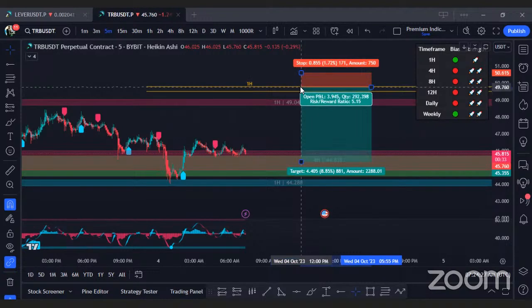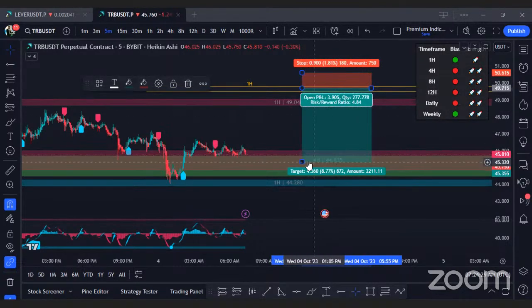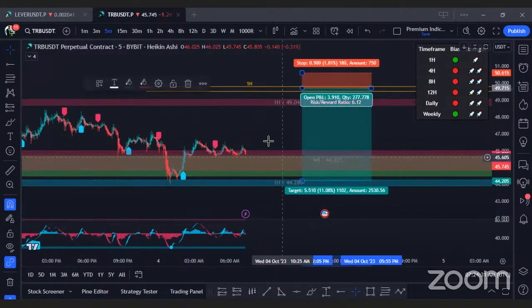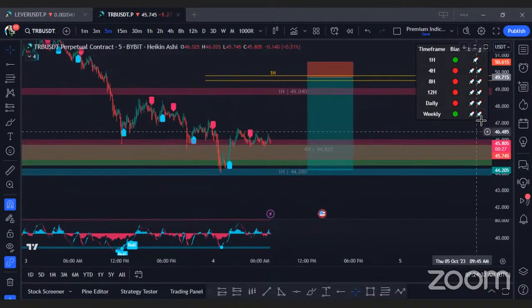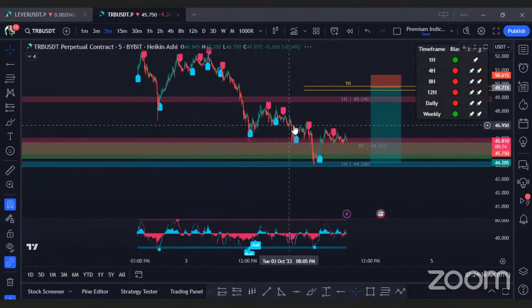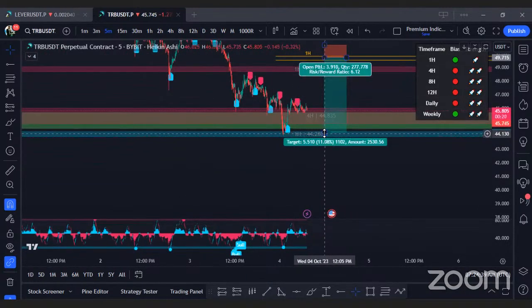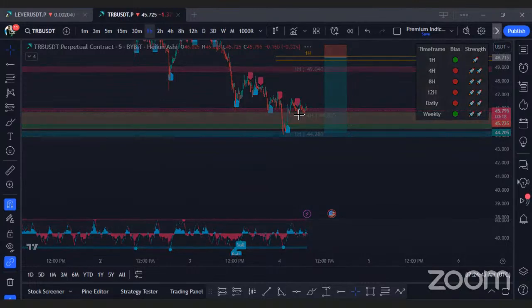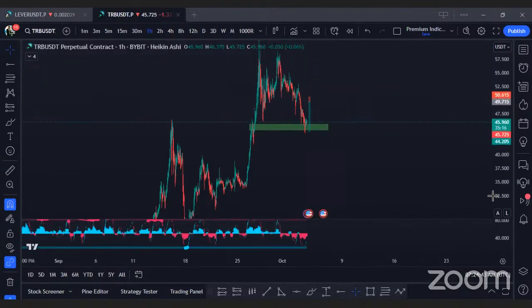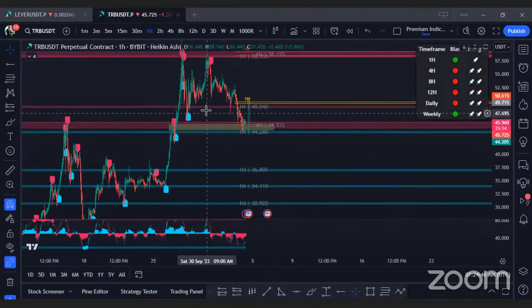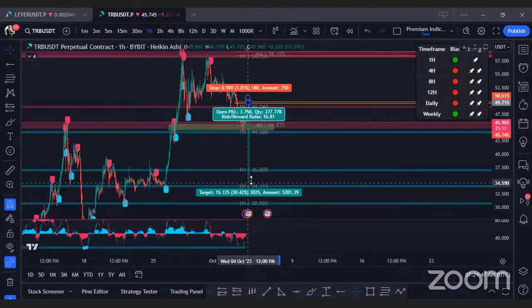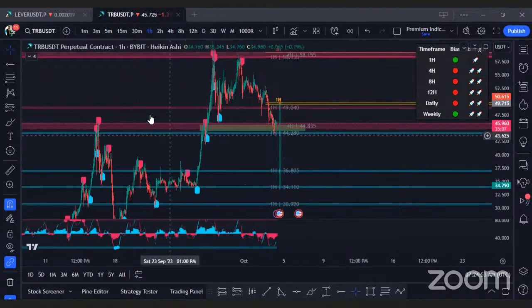This $49.50 level, anything around this area between $49.70 and $50, you should be looking to take a short on TRB. And if we do break below this level that we are holding currently, you can see TRB going down even to around that level of $30.